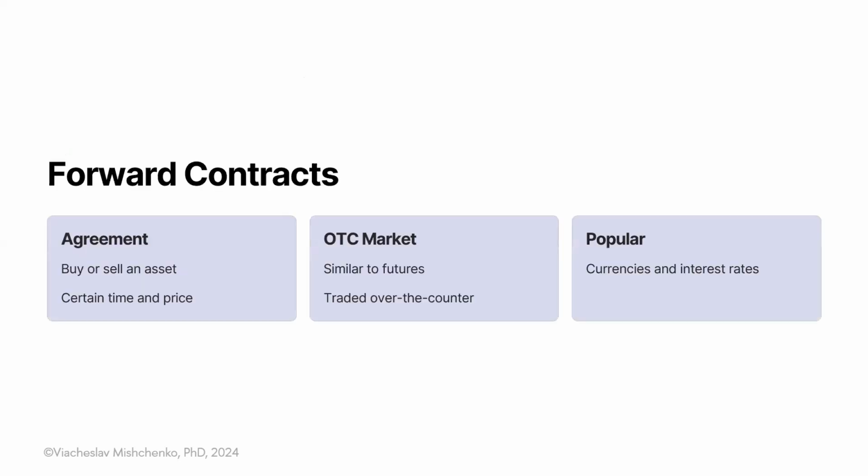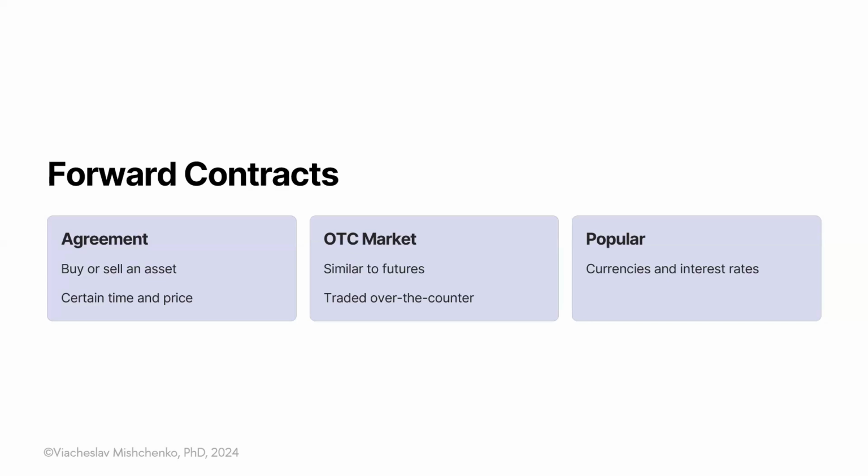Let's start with the forward contracts then. In essence, a forward contract is an agreement between two parties to buy or to sell an asset at a specified future time for a specified price. What sets forwards apart from futures is that they are traded over the counter, which means they are customizable to the specific needs of the parties involved.